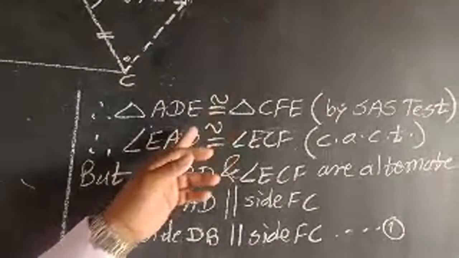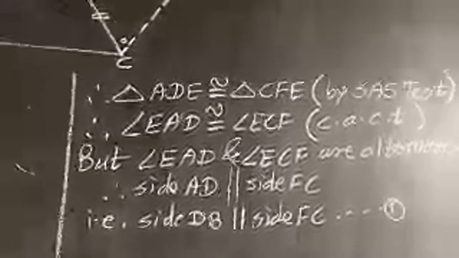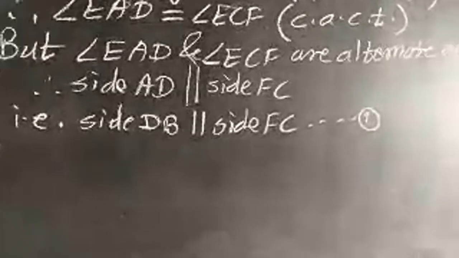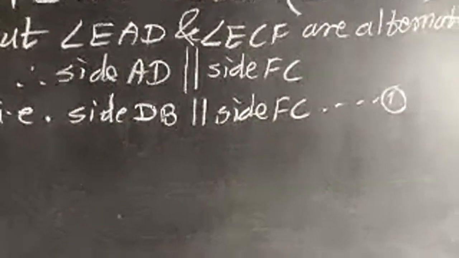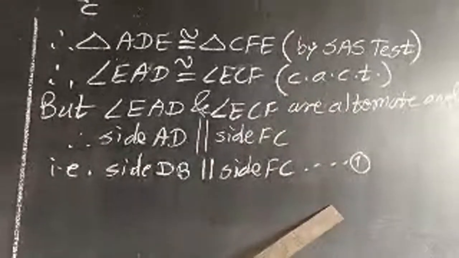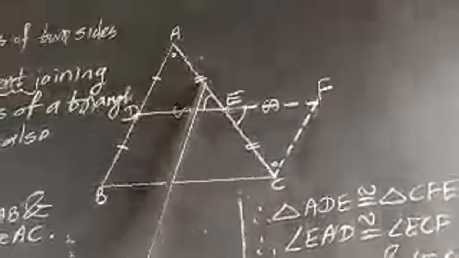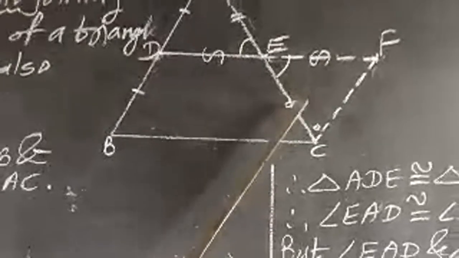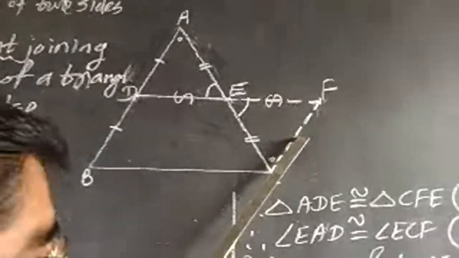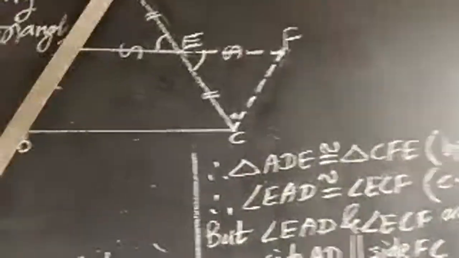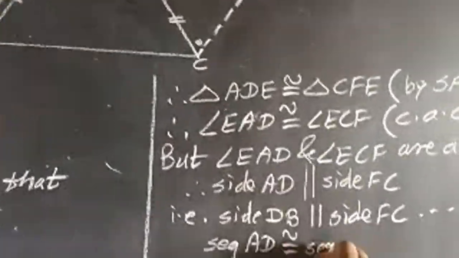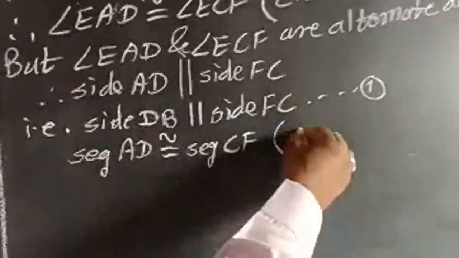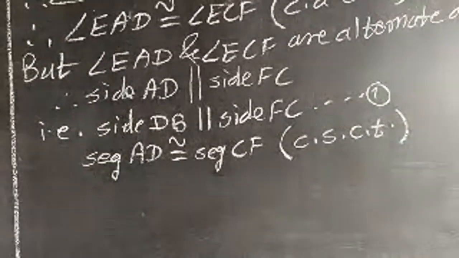If two triangles are congruent, then corresponding angles are congruent, and from congruent triangles, what other conclusion do we write? CSCT. Good. Here we write CACT and here we write CECT. Corresponding sides are congruent. Already we wrote two sides. Which side is remaining? Segment AD is congruent to segment CF, and the reason is corresponding sides of congruent triangles.